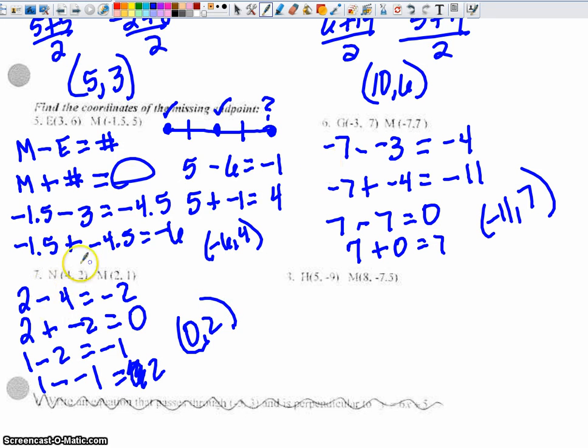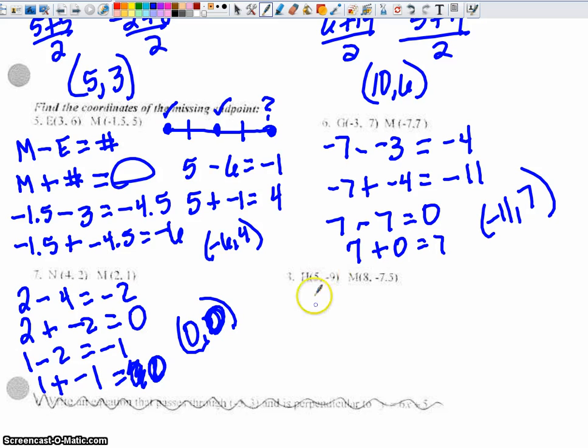We went from 4 down to 2 down to 0, from 2 down to 1. No, it should have been. Hopefully you were watching and you caught that this right here should have been plus. So 1 plus a negative 1 is indeed 0. So my missing point was 0, 0. This is why you should use your calculators, okay?